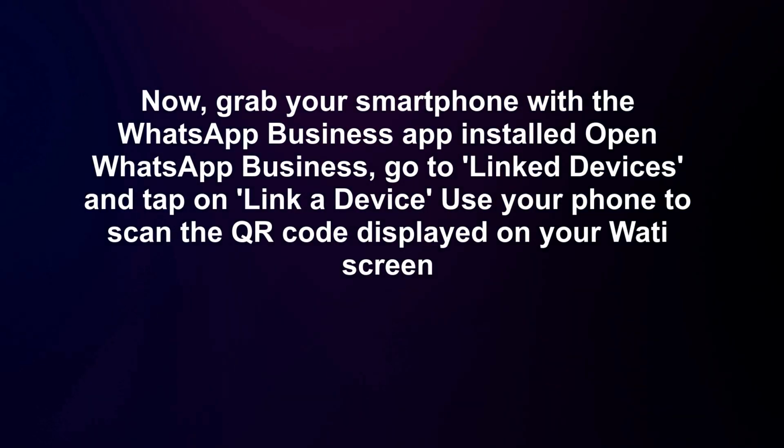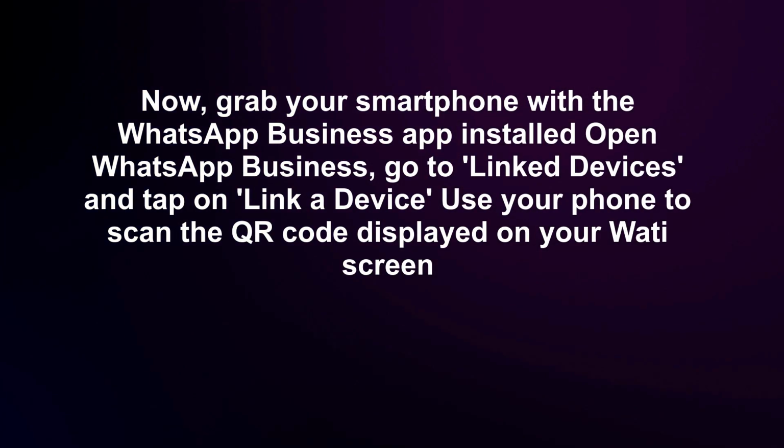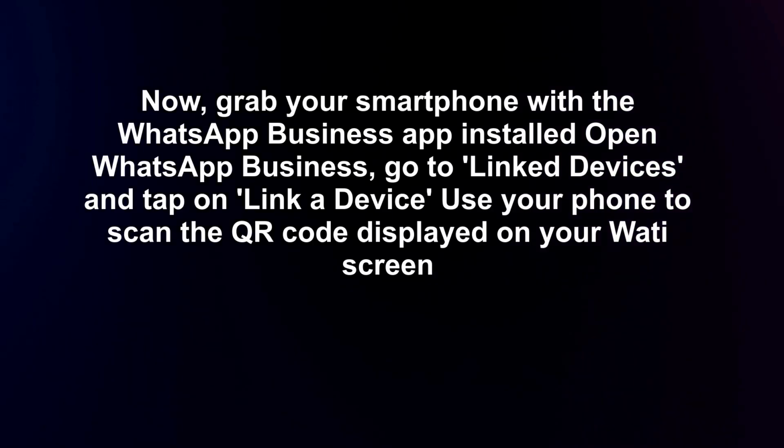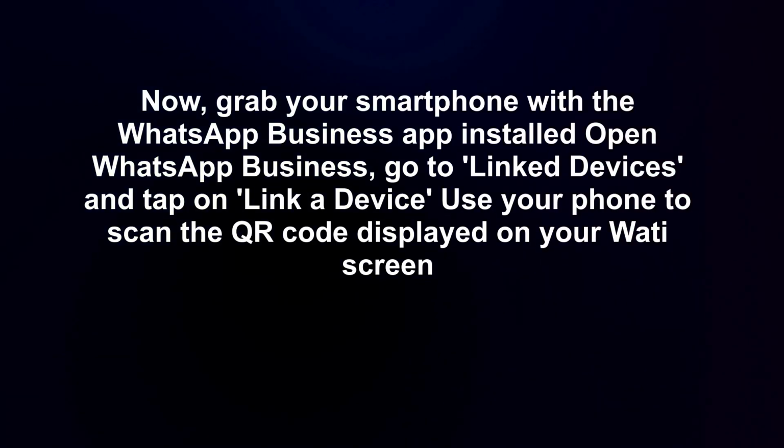Now, grab your smartphone with the WhatsApp Business app installed. Open WhatsApp Business. Go to Link Devices and tap on Link a device. Use your phone to scan the QR code displayed on your Wati screen.